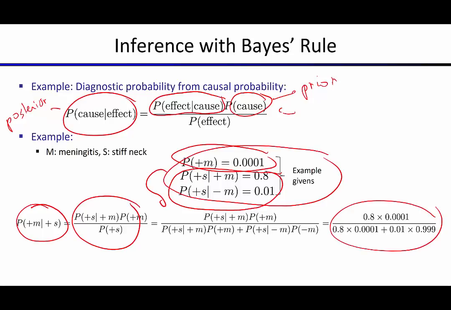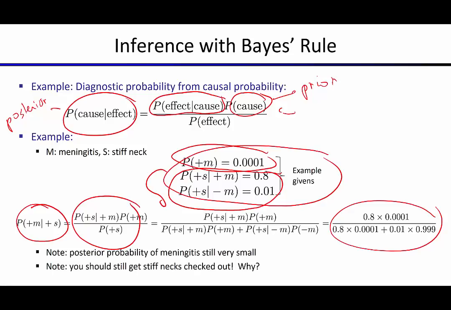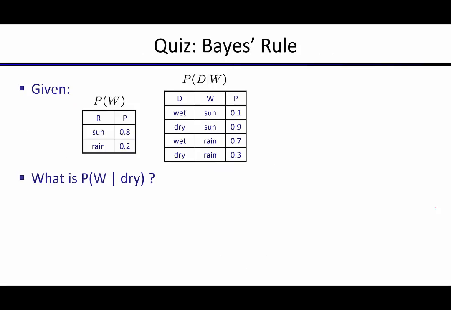Some things to keep in mind. This is just a probability calculation. It could be that the number that comes out of here is tiny. But if there are really bad repercussions for not treating it when it's there, even if it's a small probability, you might want to still treat assuming it's there, or you might want to make extra measurements and so forth. So keep that in mind. Okay, to wrap up here, I'll leave this quiz for you.